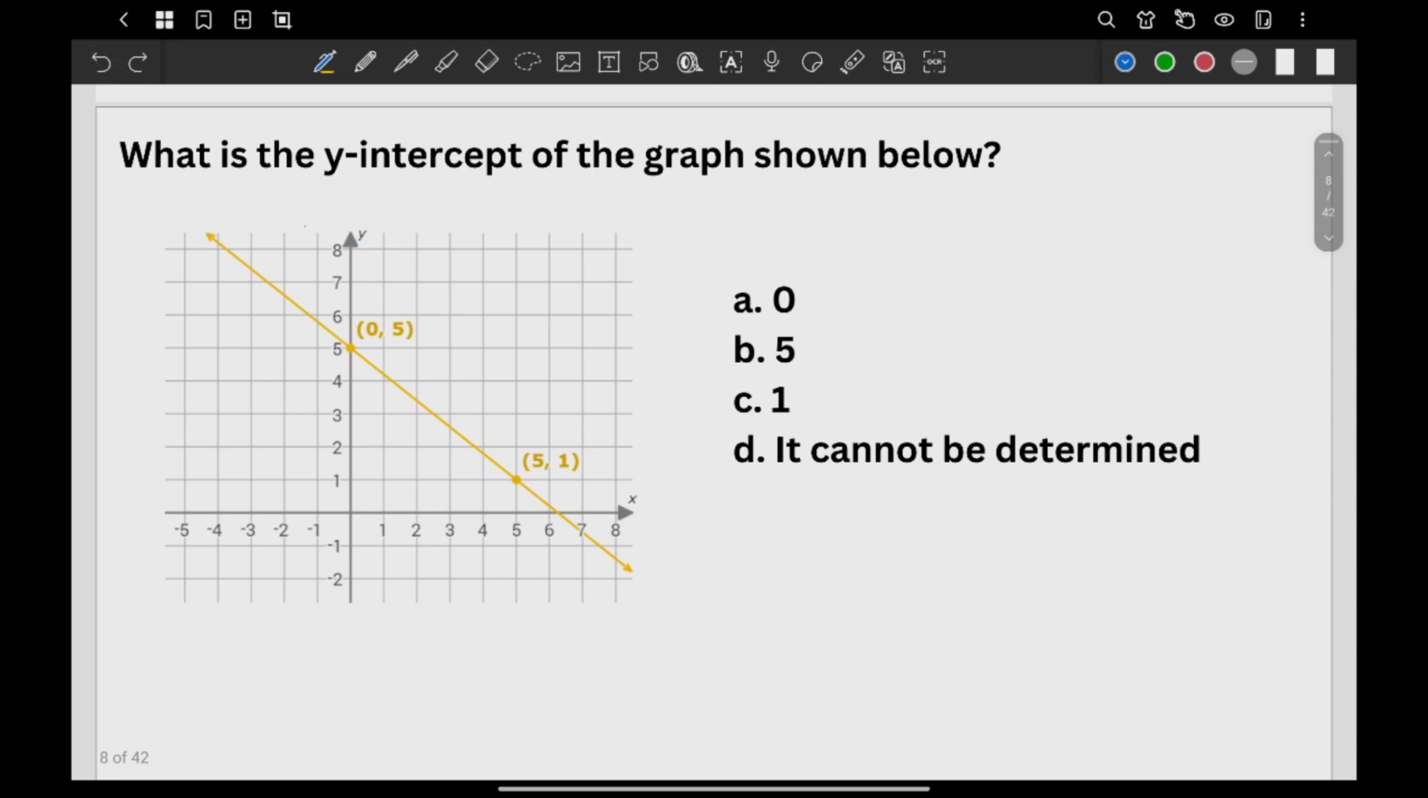It is the point wherein the graph intersects the y-axis. That one is what we call the y-intercept. And actually, the answer here is what? Simply, the answer could be 0, 5, or we can just put there 5.